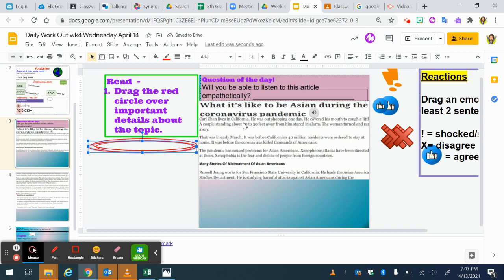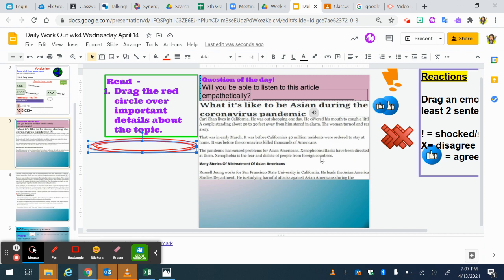Carl Chan lives in California. He was out shopping one day. He covered his mouth to cough a little. A couple standing by about 20-30 feet away from him stared in alarm. The woman turned and ran away. That was in early March. It was before California's 40 million residents were ordered to stay at home. It was before coronavirus killed thousands of Americans. The pandemic has caused problems for Asian Americans. Xenophobic attacks have been directed at them. Xenophobia is the fear and dislike of people from foreign countries.